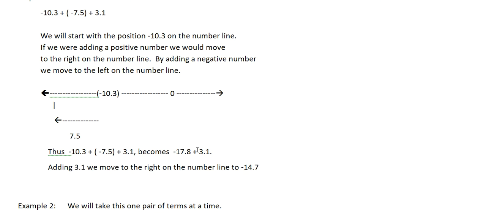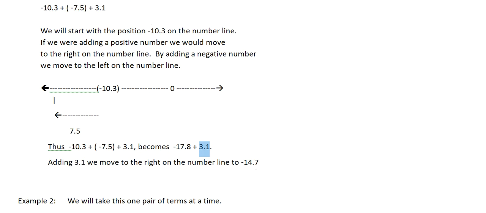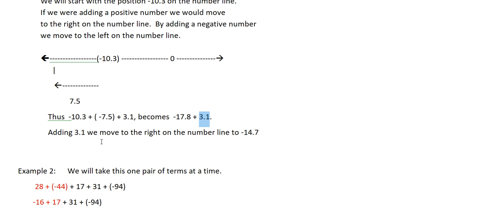Then we're going to add 3.1, which this time means that we're going to move to the right. We're going to start at minus 17.8 and move to the right. The magnitude of this is going to become smaller by 3.1, but since 3.1 is fairly small compared to minus 17, it's still going to be a negative number. Adding 3.1, we move to the right on the number line to minus 14.7, and that's our answer.